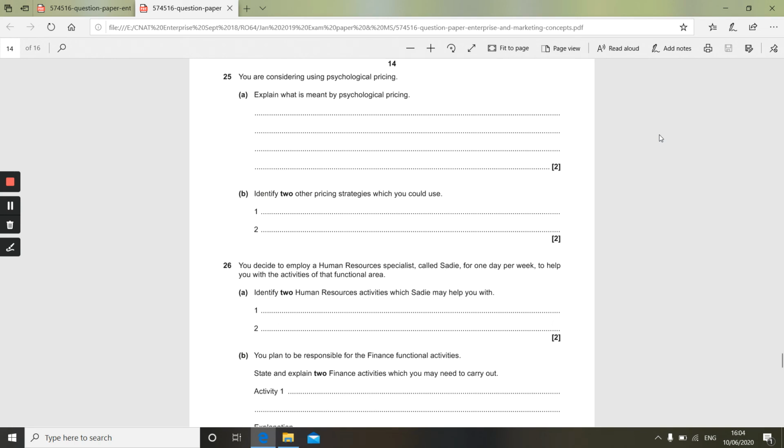Okay, question 25. You are considering using psychological pricing. So 2-mark question, explain what is meant by the term psychological pricing. So think back to our pricing strategies, think back to what psychological pricing is, and then just explain what it is. You can give an example if that's going to help you support it. So 1 mark for a point, and even if you don't give an example, but you explain your point properly, you can still get the 2nd mark.